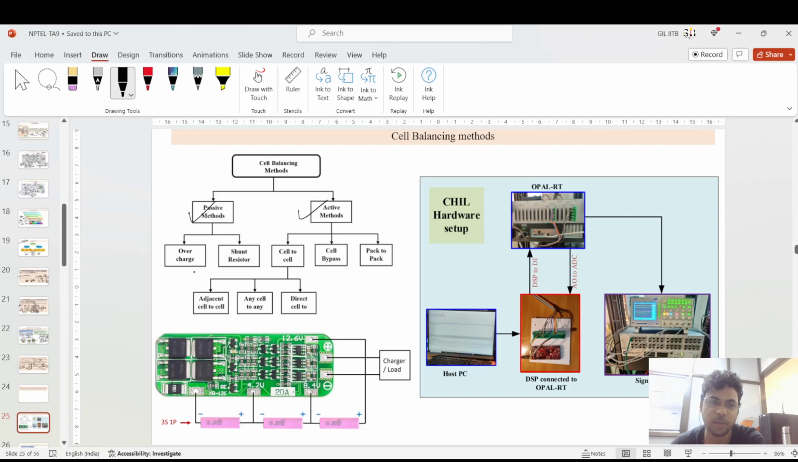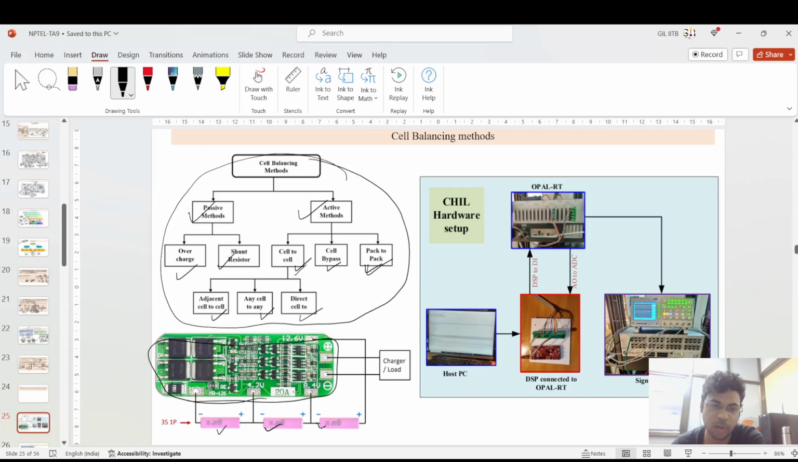So let me explain further with these cell balancing methods. That is the passive balancing method I have told you, and there are the active cell balancing methods. In the passive method, a shunt resistor based method is used to discharge the extra charge in the cells. And active cell balancing is cell to cell, cell bypass, and pack to pack. This is based upon an algorithm which monitors the cell voltage or the pack voltage. So these are the different types of cell balancing algorithms.